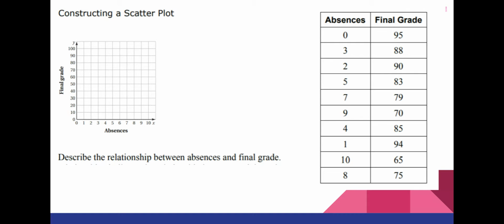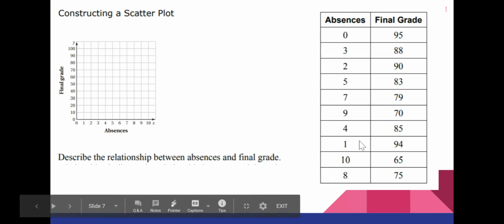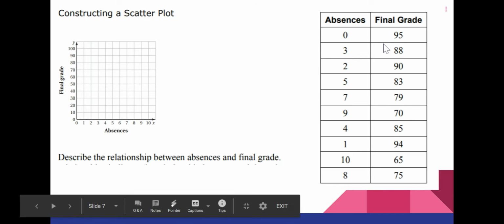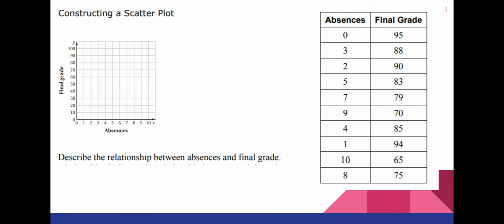Now, how do you construct a scatter plot? If the data is given to you through a table, what I would do first is take what X represents, which is the absences, and what the Y represents, which is the final grade. Now look at the absences from 0 to 10. So I would count from 0 to 10 on the X-axis. And the Y-axis, since it's going from about 65 to 95, counting by tens would be more efficient.